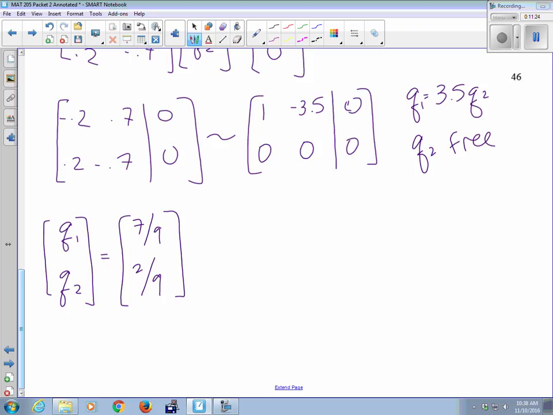So that should work, right? If you choose Q2 to be 2/9, 3.5 times 2/9 gives you 7/9. So the answer to the question, right, is that the number of cars at the airport approaches 7/9, which is 77.7 repeating percent.